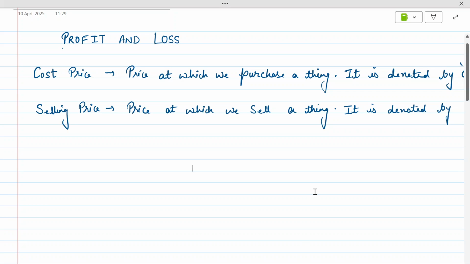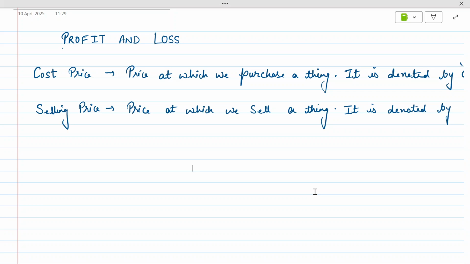Hello kids. So in last class we studied the compensation method for addition and subtraction, and I hope you have done and practiced the exercise which we did in the last class. Now in today's class we are going to learn the concept of profit and loss.